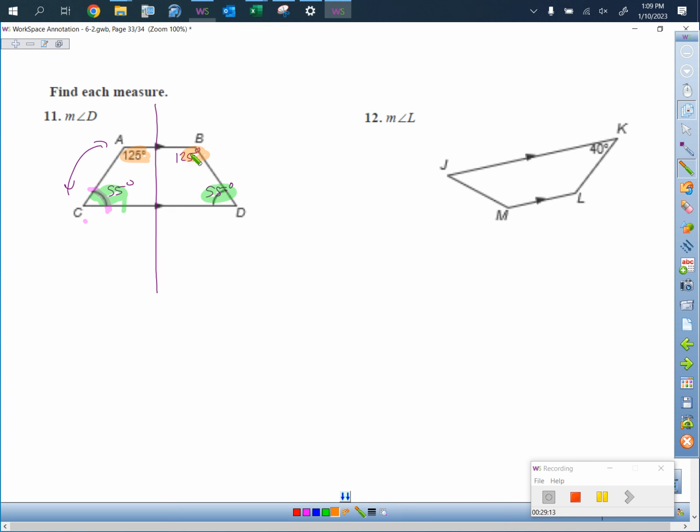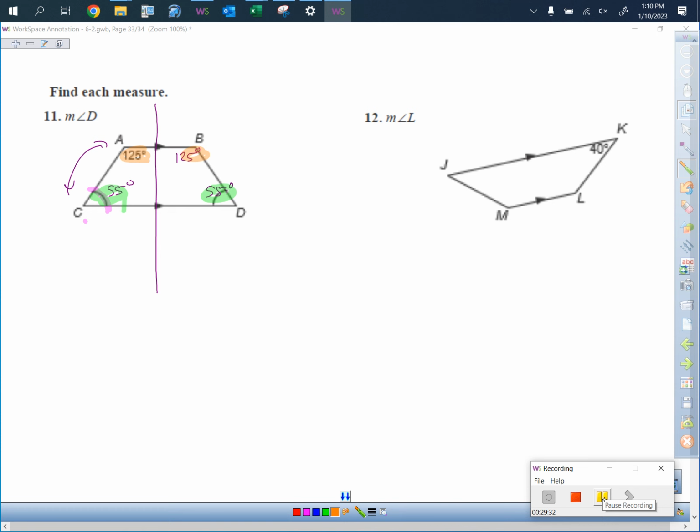Cool. Shape recognition, number 12. Trapezoid or isosceles trapezoid? He's just a trapezoid. All right? Find everything that you can. What did we find? Anything that you could find for sure? You're like, yep, we got this. What did you get?